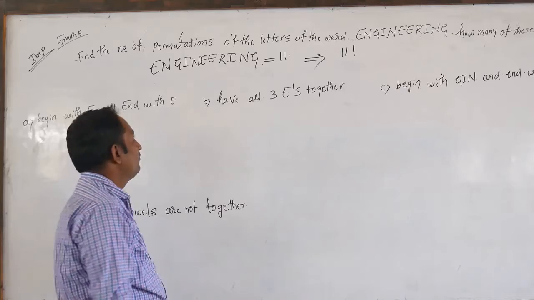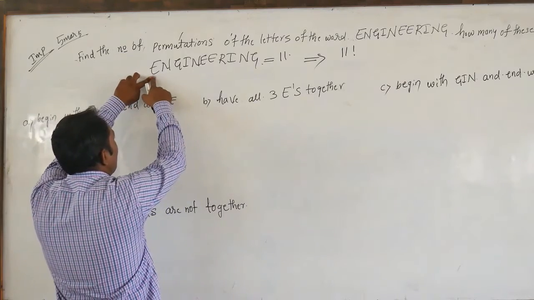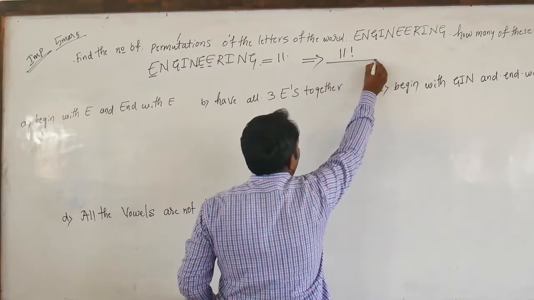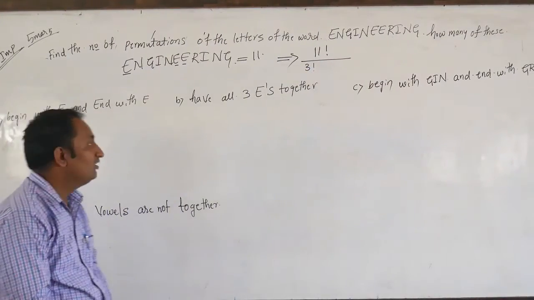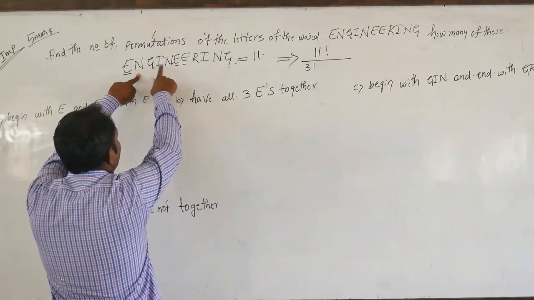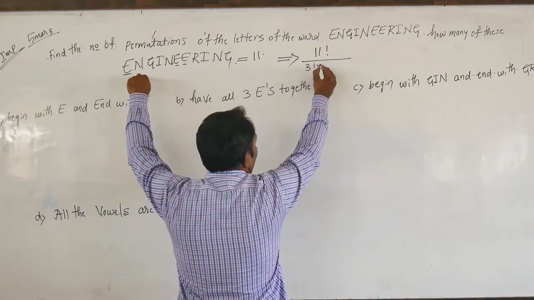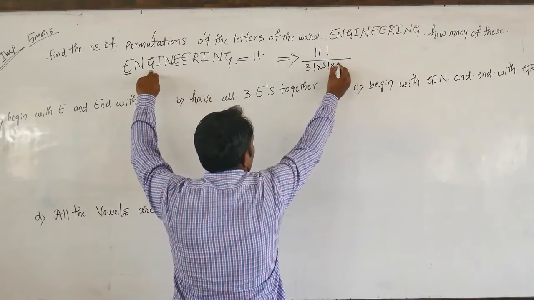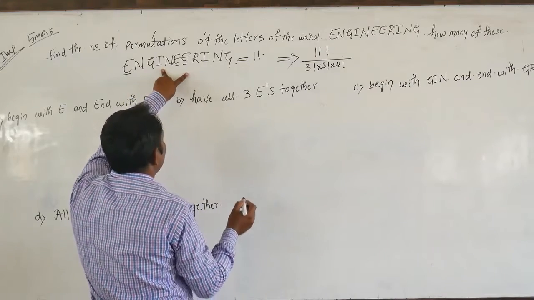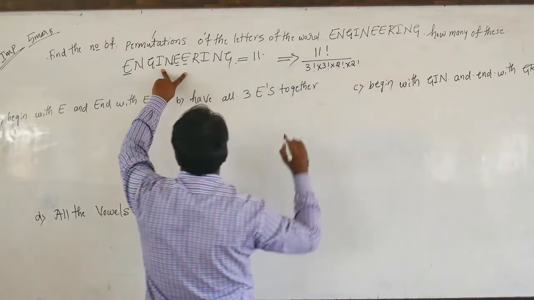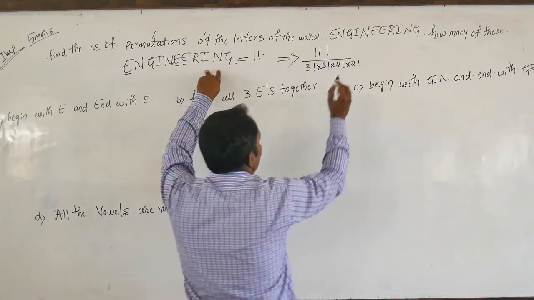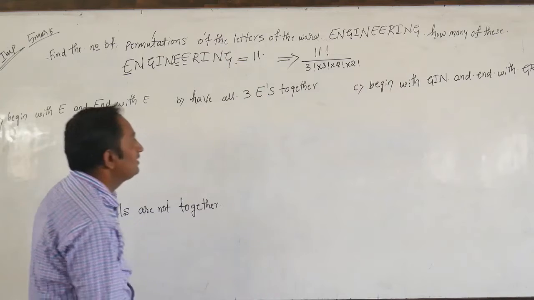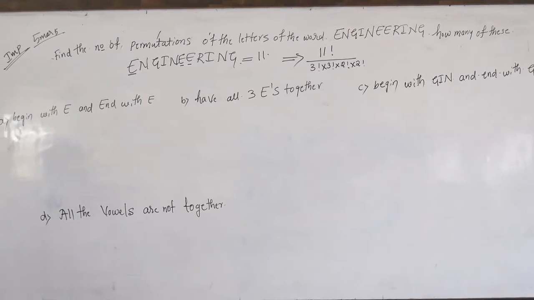Then E is repeated 3 times, that's why 3 factorial. N is repeated 3 times, again 3 factorial. G is repeated 2 times, that is 2 factorial. I is repeated 2 times, 2 factorial. So the n value has already come. That's why 3 factorial, 3 factorial, 2 factorial, and 2 factorial.